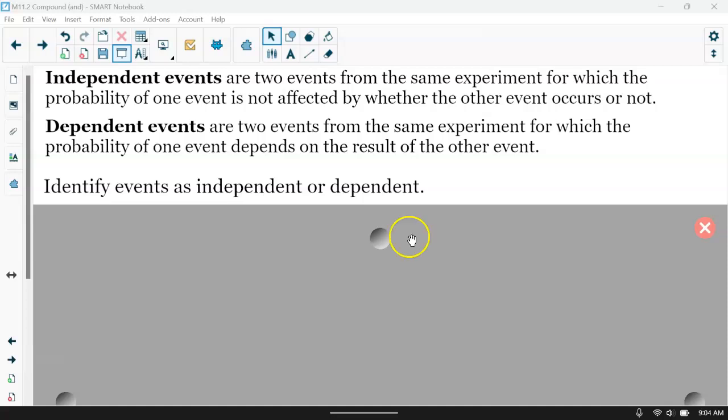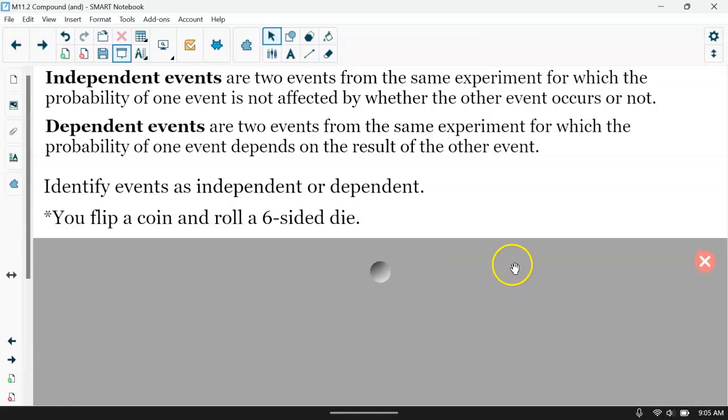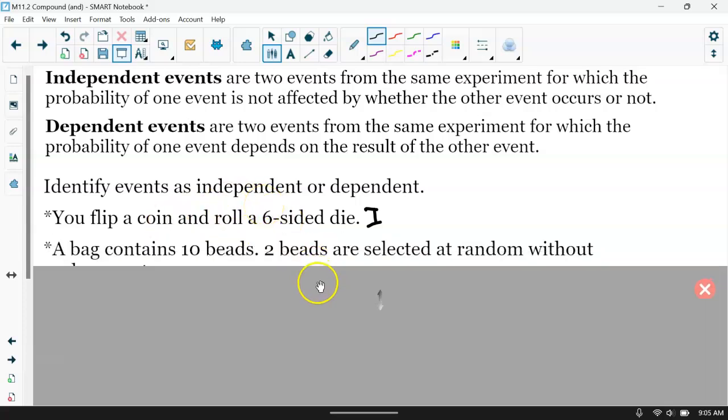So, for example, just being able to identify here. If I were to flip a coin and roll a six-sided die, are these events independent or dependent? Well, they're independent, right? Because if I flip a coin and let's say I get tails, does that affect the outcome of what I roll on the die? No, they are independent of each other.